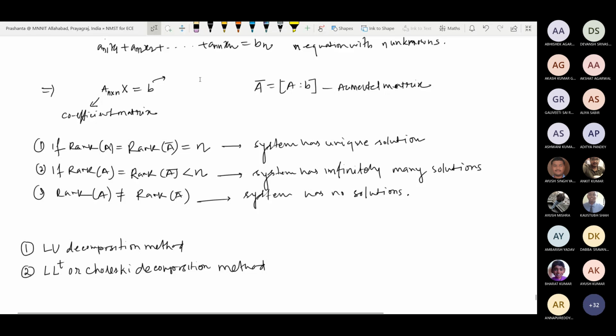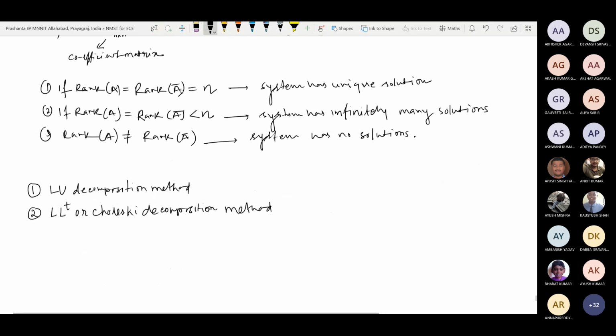Third technique we are going to learn will be the iterative techniques. So these two will be direct methods. Direct methods means you will be able to obtain the solution after a finite number of steps or operations. So this way your answer will be exact. And these two methods, third and fourth, will be iterative methods.